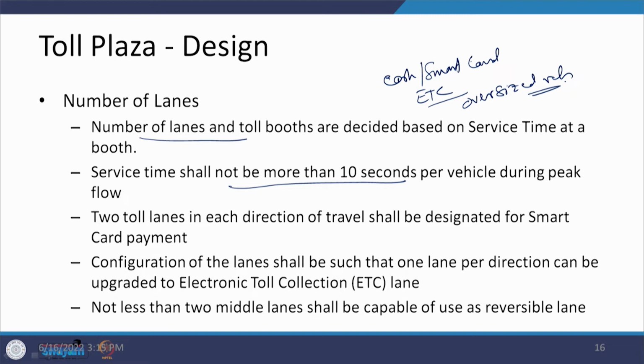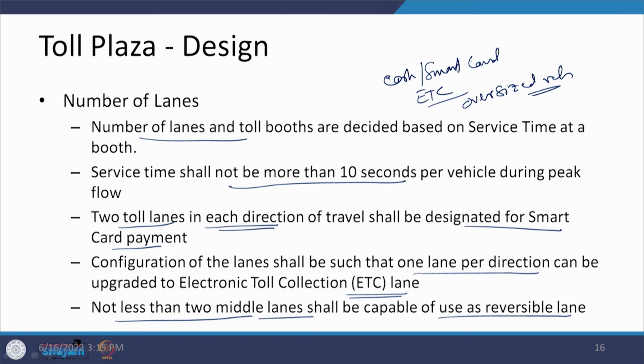So, looking at this, it says that 2 toll lanes in each direction of travel should be designated for smart card payment. Then it says that 1 lane per direction should be upgraded to an ETC lane as and when required. So, that sort of features should be there on that lane, and not less than 2 middle lanes shall be capable of use as reversible lanes.